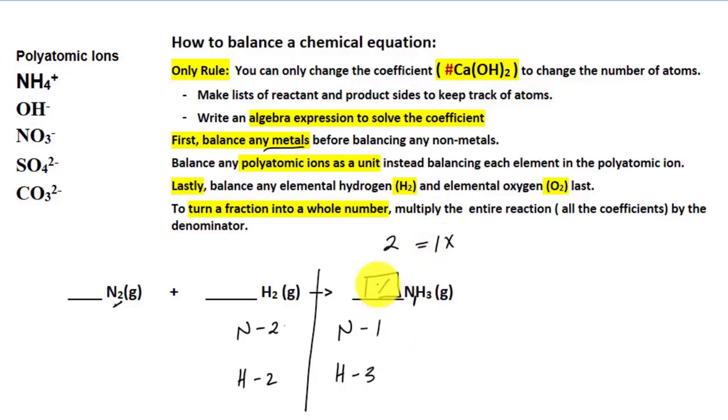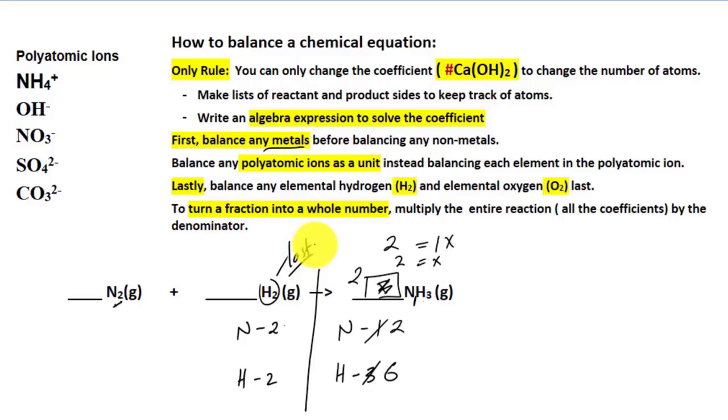What is this x going to be? So x is going to be 2, of course. So this right here has to be 2. And if I have a 2 right there, 2 times 1 gives myself 2 nitrogen. And 2 times 3 gets 6 hydrogen there. So the nitrogen is balanced. Now let's balance this last as we promised before. This will be the last thing.